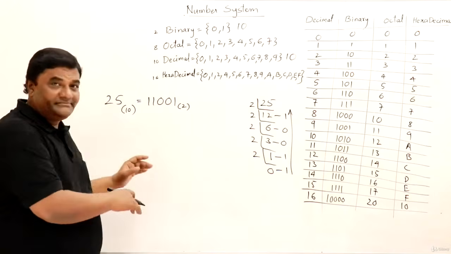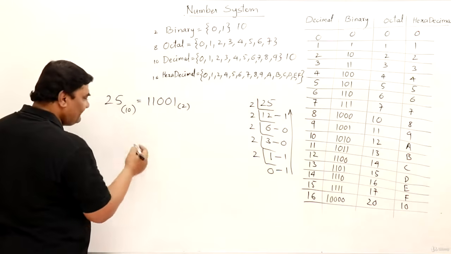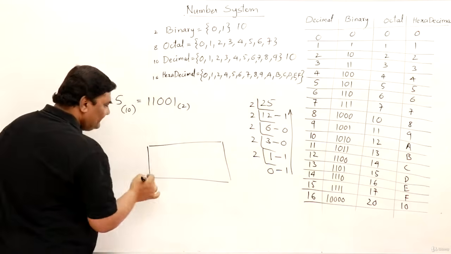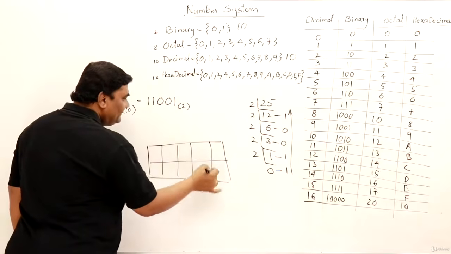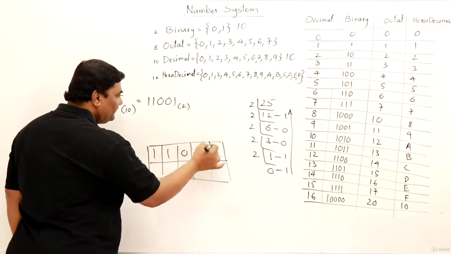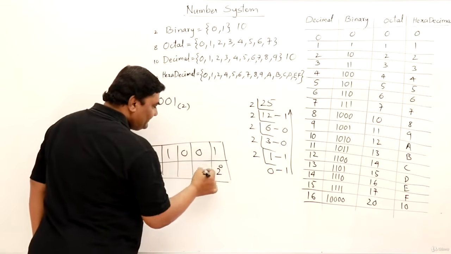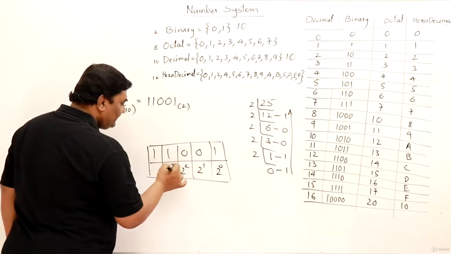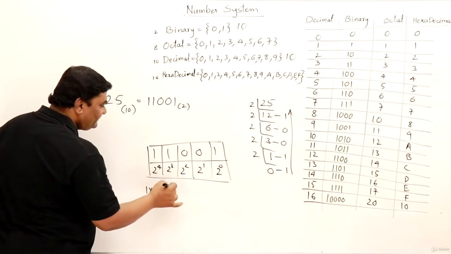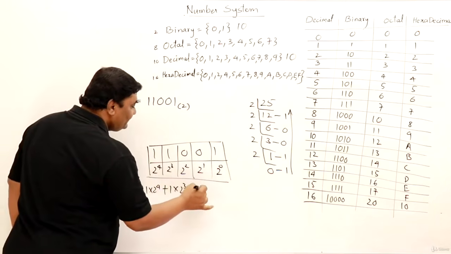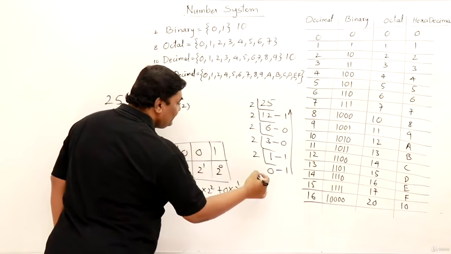Then binary back to decimal, let us see the procedure. If I take the same number in binary form, take the boxes 1, 2, 3, 4, 5. So I need 5 boxes. Then write this number 11001. Then at the bottom, write powers of 2 from the right side: 2 power 0, 2 power 1, 2 power 2, 2 power 3, 2 power 4. Now 1 into 2 power 4 plus 1 into 2 power 3 plus 0 into 2 power 2 plus 0 into 2 power 1 plus 1 into 2 power 0.